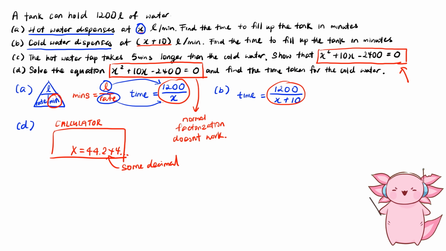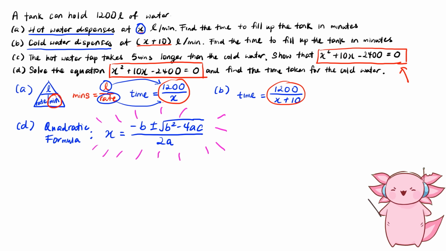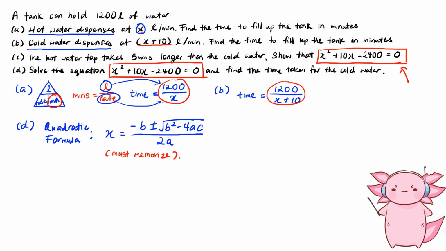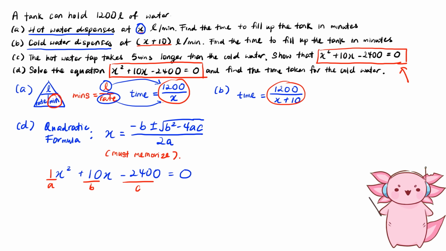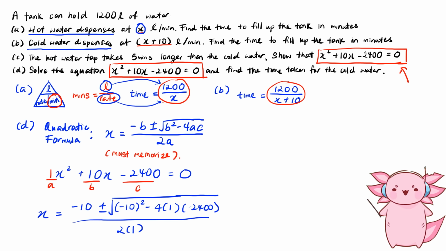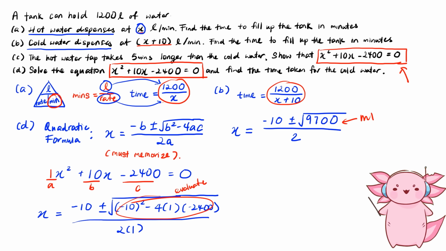Now, introducing the quadratic formula! The most complicated formula that you have to memorize, where a, b, and c are the coefficients of the quadratic equation. So let's put these values into the equation and first evaluate what's inside the square root here to get your method mark. And finally, we can get the x values of 44.2 or negative 54.2.